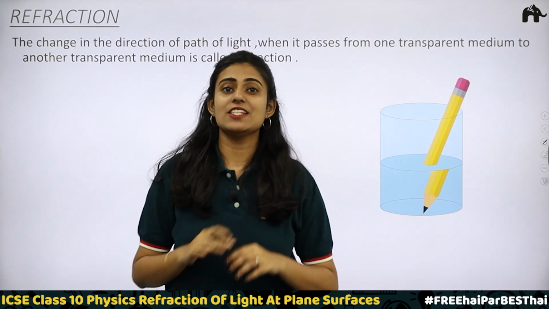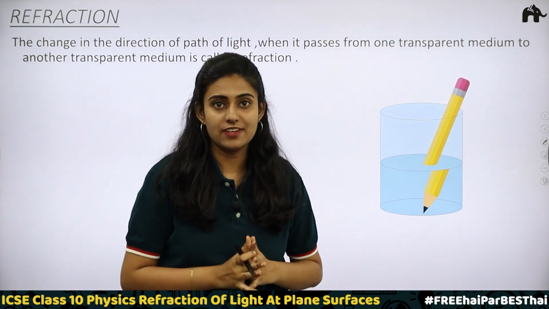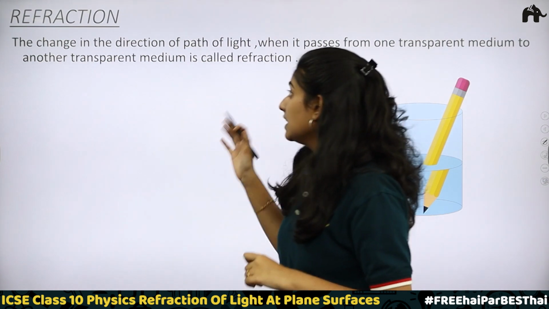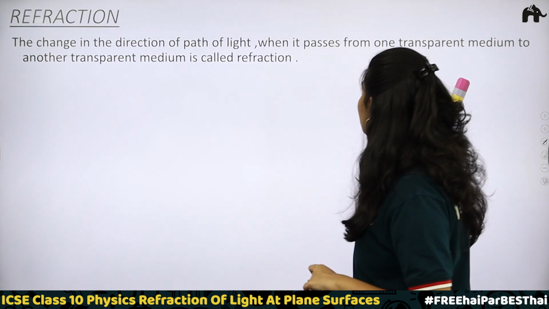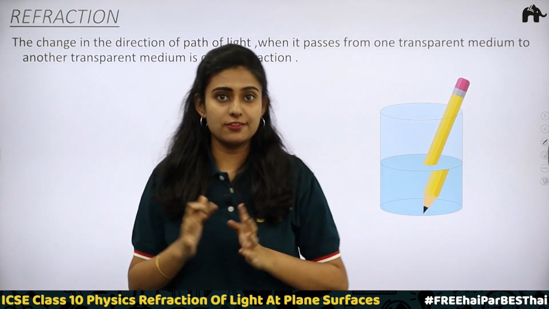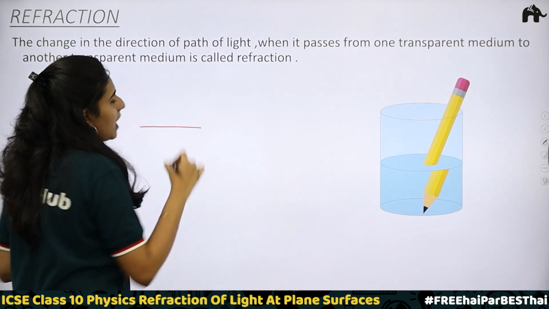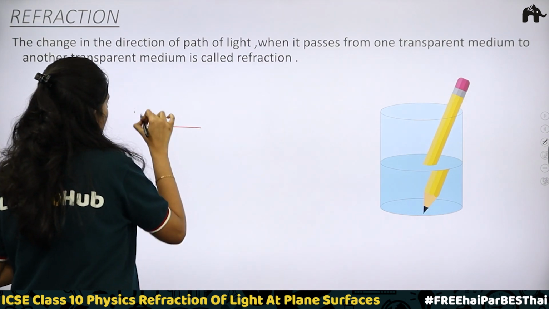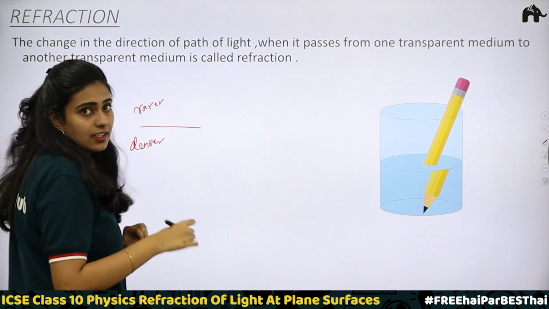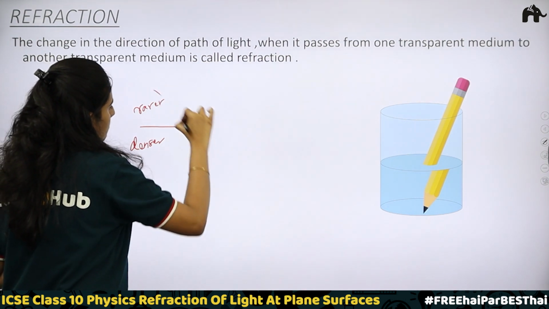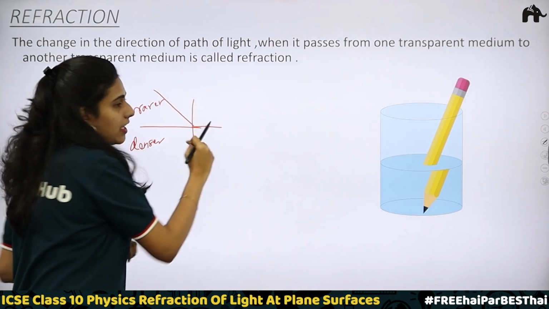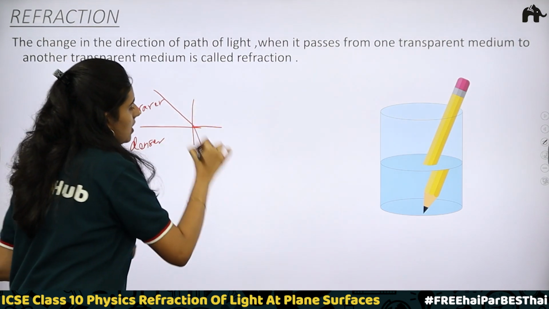In our previous sessions, in detail, we have discussed what refraction is. Refraction is the bending of light when light travels from one medium to another medium. The change in the direction of the path of light when it passes from one transparent medium to another transparent medium is called refraction of light. We know what happens when light travels from a rarer to a denser medium. If this is your light ray, you will be drawing the normal. And when light travels from a rarer to a denser medium, it bends towards the normal.